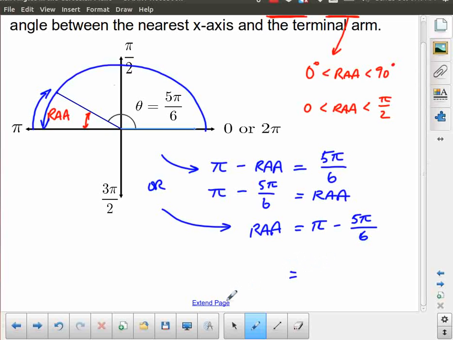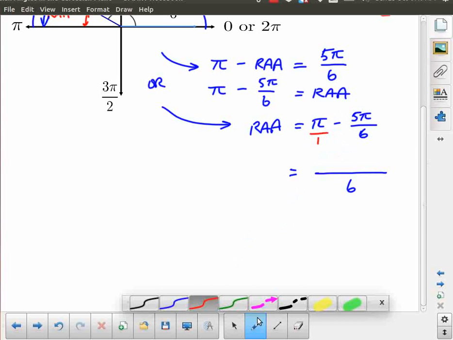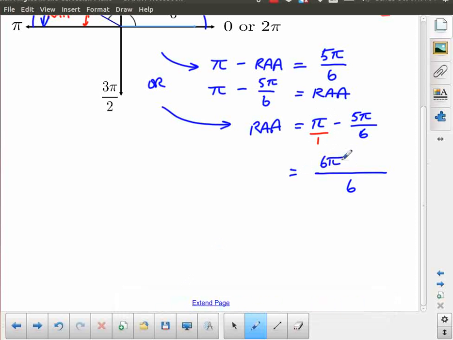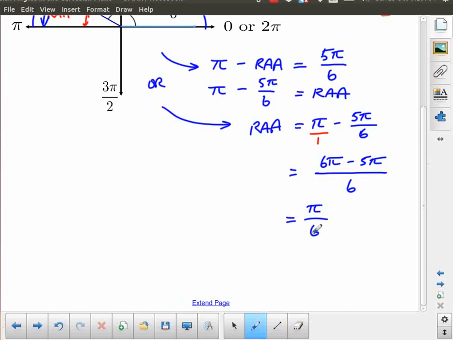If we do this, let's do this fully, just so you understand. We need a denominator of 6 here, and this currently has a denominator of 1. So to get a denominator of 6, I have to multiply top and bottom by 6. So this becomes 6 pi minus 5 pi, and 6 pi minus 5 pi is equal to pi, or 1 pi. So I end up with my related acute angle is equal to pi by 6.